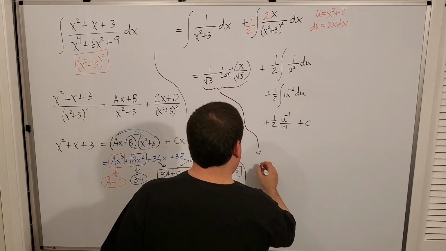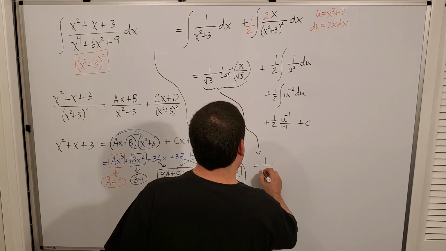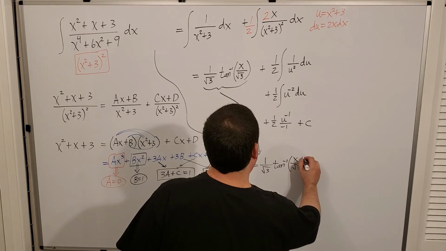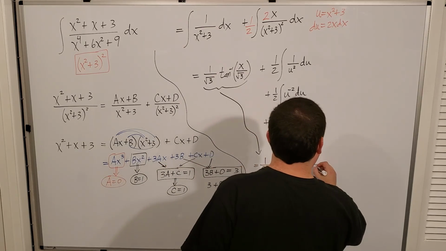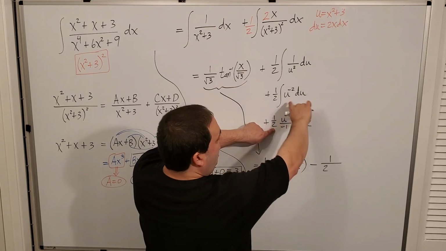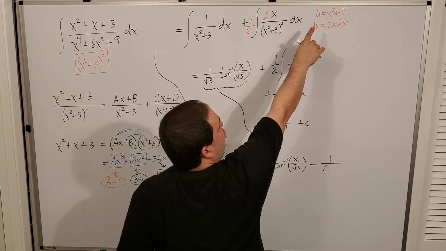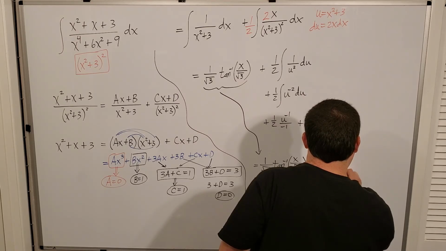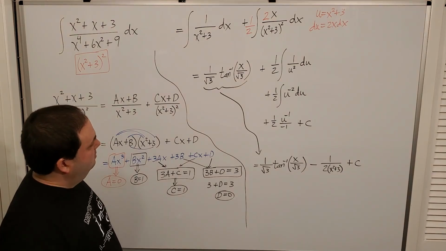So let's write out the answer here. I've got, this is equal to 1 over square root of 3 arctangent x over square root of 3 minus, right, because of the division by negative 1, so minus 1 over 2 times u. U to the negative 1, put u in the denominator with the 2. But remember, u is equal to x squared plus 3. So what I'm going to do is just say times x squared plus 3 plus c here in the end. Okie dokie.